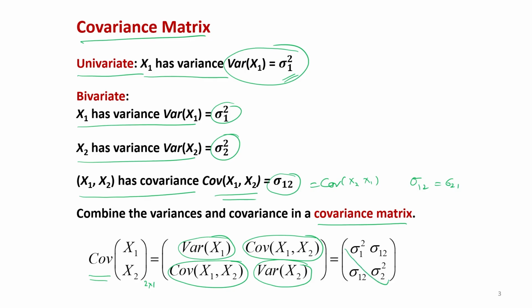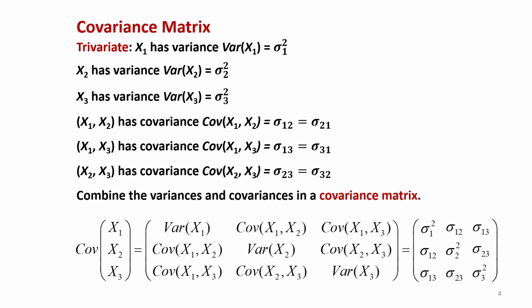On the diagonals, these are the variances, and on the off diagonal elements, this is the covariance sigma 1, 2. So, this matrix is called the covariance matrix. If you try to see, this is a symmetric matrix. Why? Because the covariance of x1 and x2 is the same as the covariance between x2 and x1.